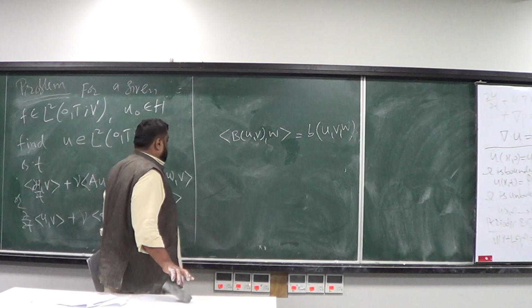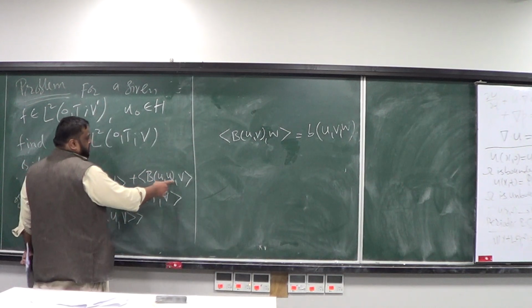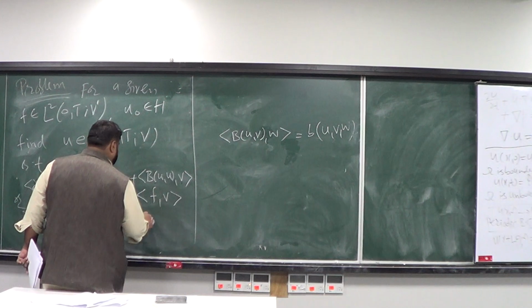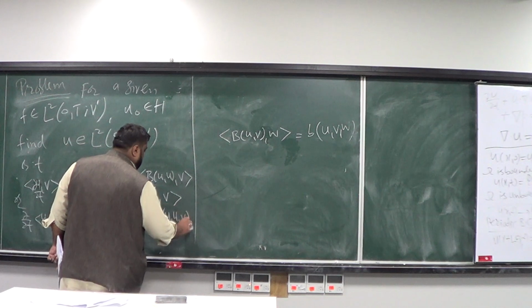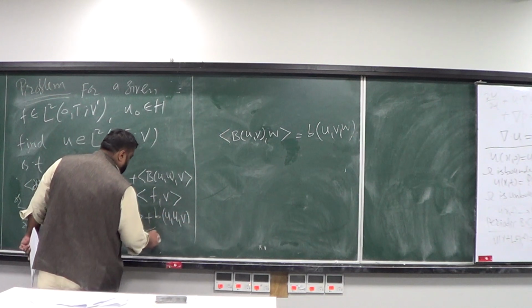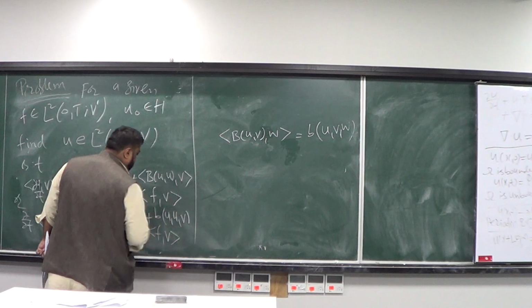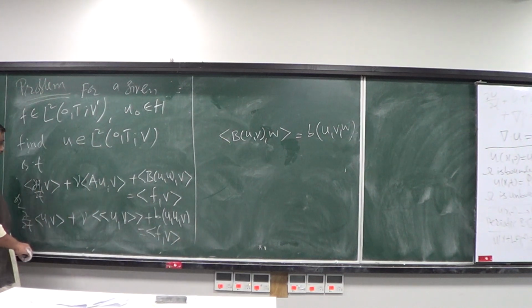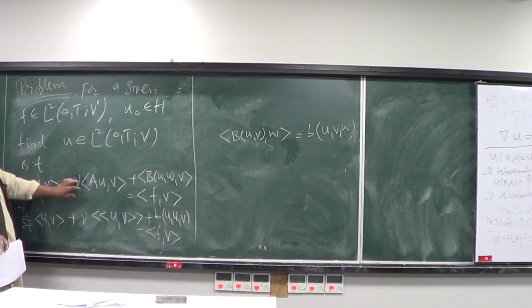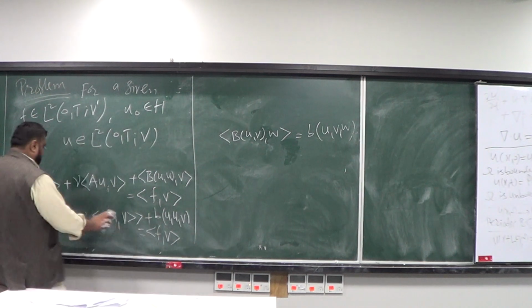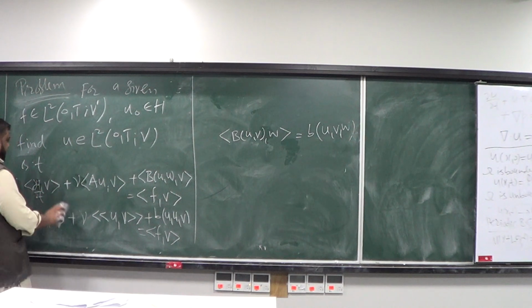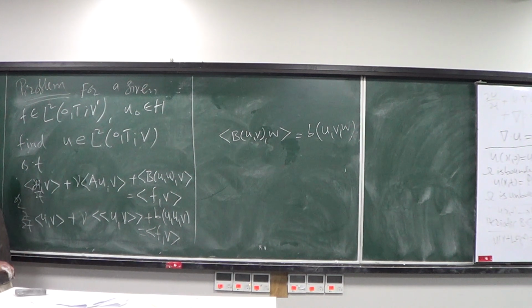So keeping in view this notion, if I have B(u, u, v), I can also write this term as small b(u, u, v), and everything is equal to what we call f(v). Alright? I just wanted to show what this equation looks like when you write it in the weak sense.